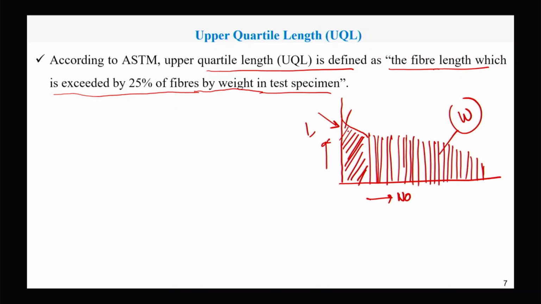Whenever this mass of this fiber is W by 4, that means this is the fiber length beyond which the total mass of W by 4, and this length, it's the upper quartile length by weight. That means the fiber length which is exceeded by 25% of fiber by weight.